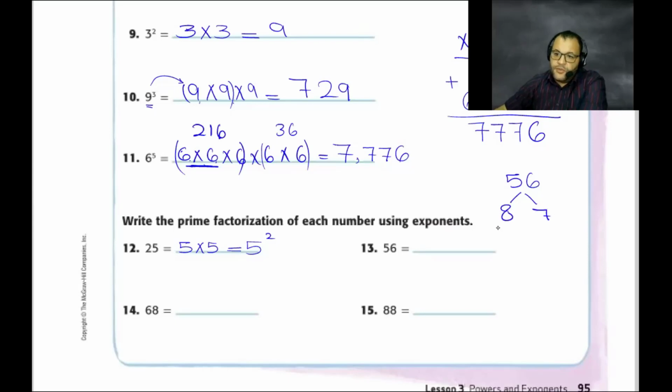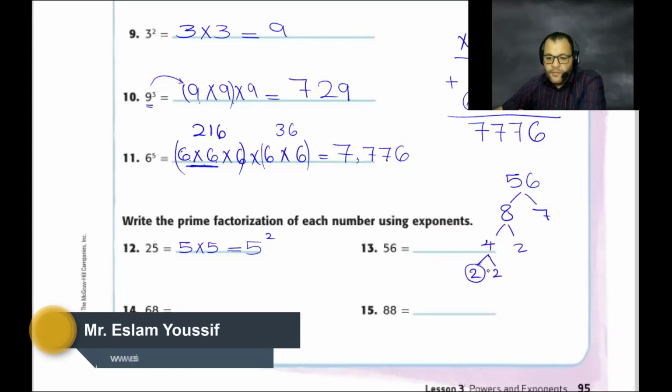Is 8 a prime number? No. So I need two numbers. If you multiply them, the answer is 8. Okay, 4 times 2. Then I will continue with 4. Can you find two numbers? If you multiply them, the answer is 4. Yeah, 2 times 2.